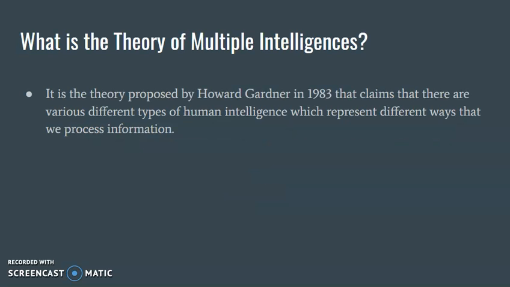So what is the theory of multiple intelligences? That is a theory proposed by Howard Gardner in 1983 that claims that there are various different types of human intelligence which represent different ways that we process information. Essentially, it just means that there's no one-size-fits-all type of learning and intelligence, as some people had thought in the past, that everybody learns and processes information in different ways.